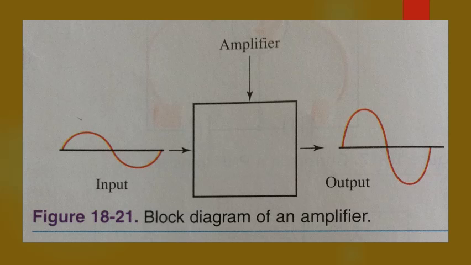In electronics, amplifiers have been used since the early 20th century. Amplification can be accomplished by using vacuum tubes or semiconductor devices such as transistors or integrated circuits. The amount of amplification in a circuit is known as gain.